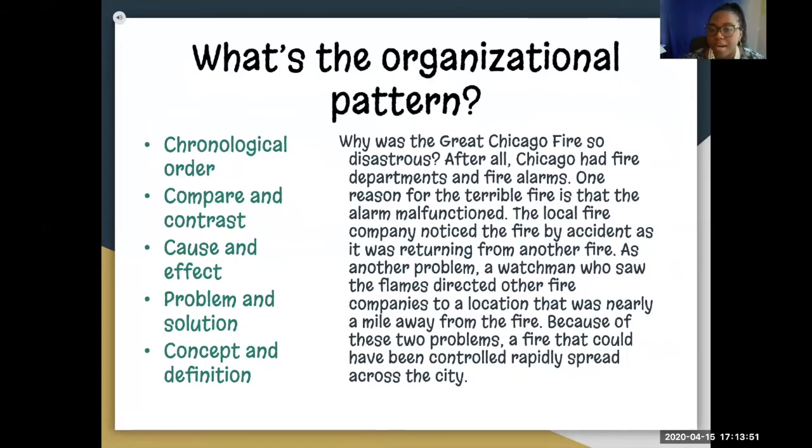The local fire company noticed the fire by accident as it was returning from another fire. As another problem, a watchman saw the flames directed other fire companies to a location that was nearly a mile away from the fire. Because of these two problems, a fire that could have been controlled rapidly spread across the city, okay? Now let's take our 30 seconds with Jeopardy to figure out which one it is.